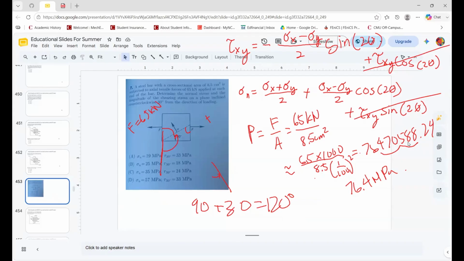All right, let's do this math now. Okay, I get 19.1 for sigma N, equal 19.1. So that's A, but let's do this one too because it's good practice and all.